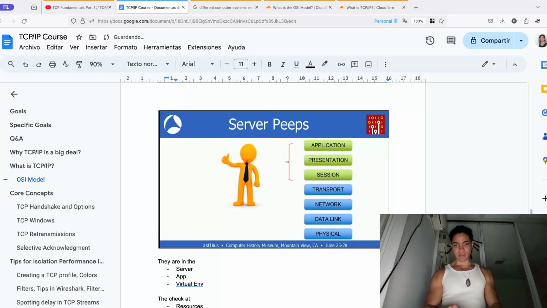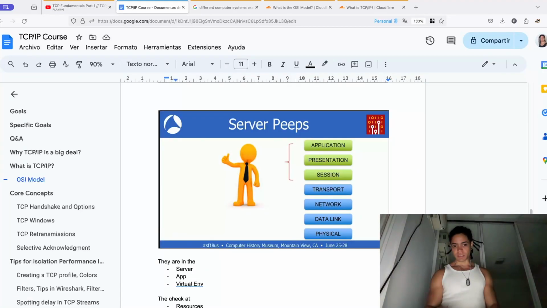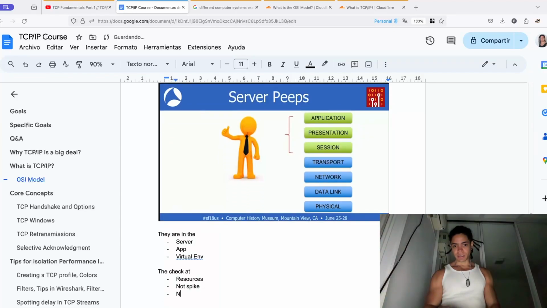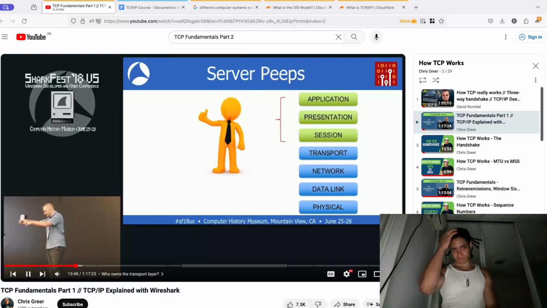No spike, no weird processes, no backups. They go in there to their little world. To be honest, I don't have a ton of exposure into that world because I'm not a server app guy. They go in there, they check their stuff, and they say, hey, resources look good, no spiking processes, memory's all right.